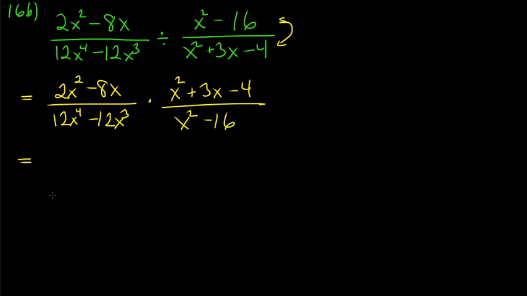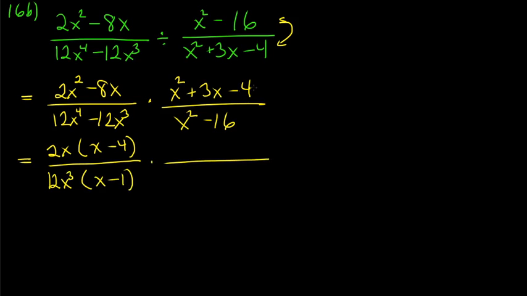Now we just factor and cancel. So from the first numerator here, we can factor out the 2x, and we're left with, it looks like, x minus 4. For the denominator, we can factor out a 12 and an x cubed, and that's just x minus 1. For the second numerator, x squared plus 3x minus 4. Let's see, negative 4 and 1. No, that would be negative 3. So I think we want positive 4 and negative 1. That adds to positive 3, right? And then x squared minus 16, we've done this many times, x minus 4 times x plus 4.